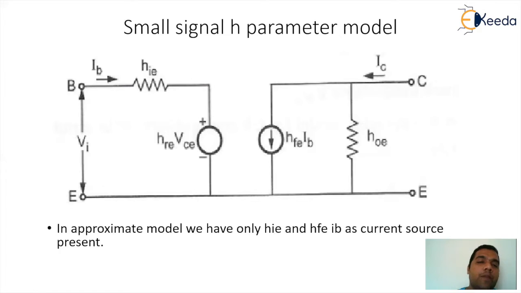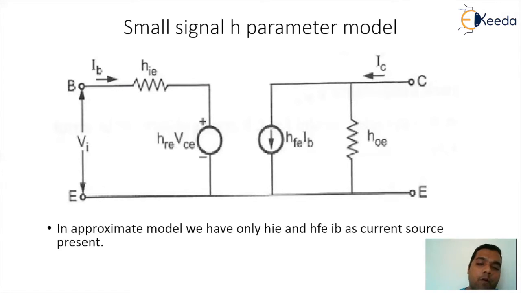So when I try to represent all 4 parameters on a single diagram, you will get the input side represented by hie and hre Vc, and the output side as hoe and hfe Ib. So hoe is basically standing for conductance. If I take the inverse of that, that will be representing the resistance. So in the figure, the hoe parameter is representing the conductance, and the inverse of that will be the representation for the resistance.